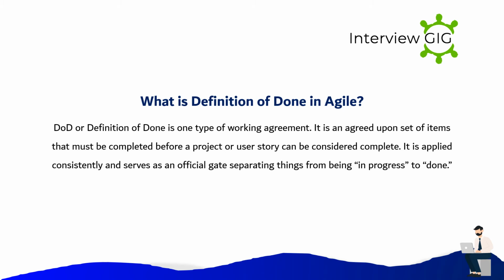DoD or definition of done is one type of working agreement. It is an agreed-upon set of items that must be completed before a project or user story can be considered complete. It is applied consistently and serves as an official gate separating things from being in progress to done.